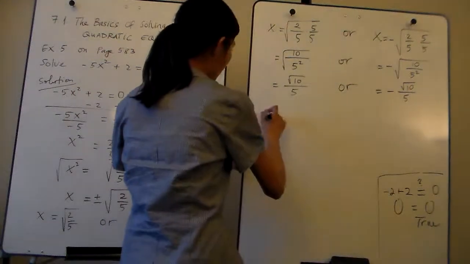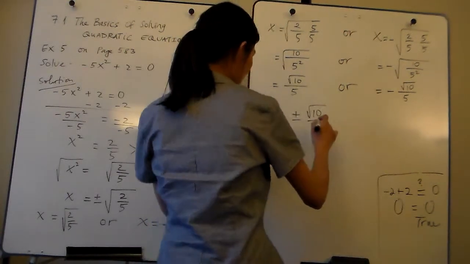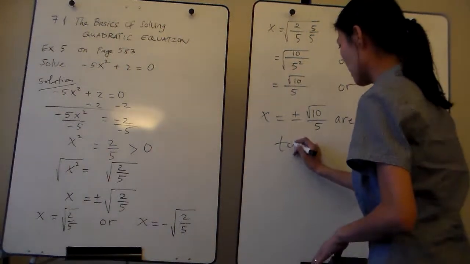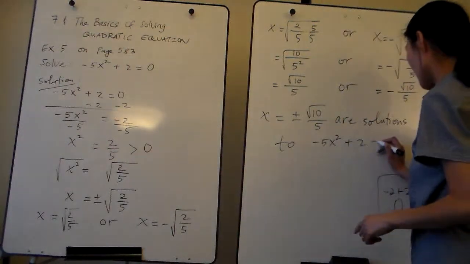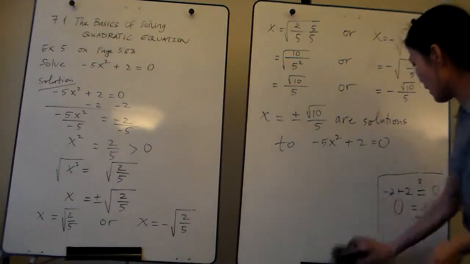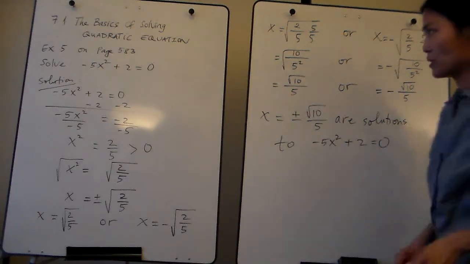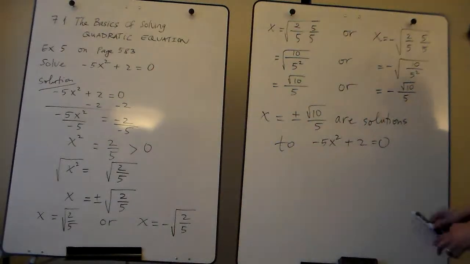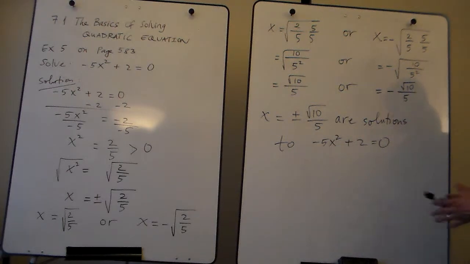So you say x equals positive or negative square root of 10 over 5 are solutions to the equation negative 5x squared plus 2 equals 0. And I showed you that when I tested these two by substituting them into this equation, both raised to the second power, and simplified, I got 0 equals 0, which is true. So that means these two solutions are the solutions of this equation, and this is how you solve it. This is the answer.